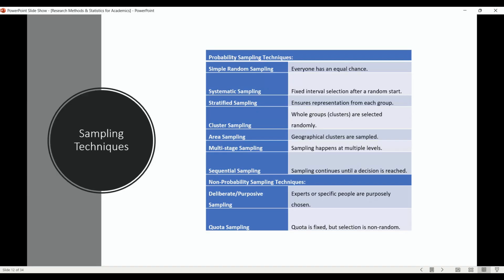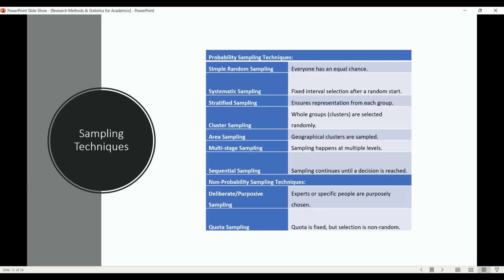Say, for example, you have to collect a survey from 10 houses out of 100 houses. You collect the data from the first house, the 10th house, the 20th house, the 30th house. You see, there is equal interval between each. This is what is called systematic sampling.